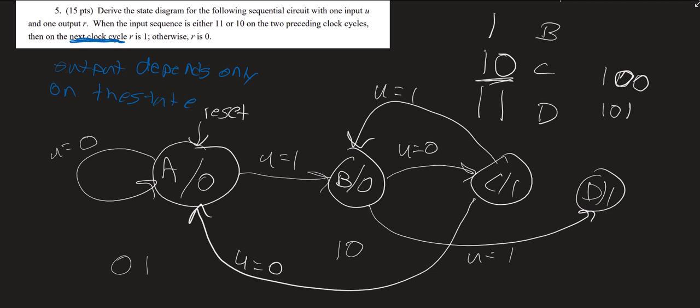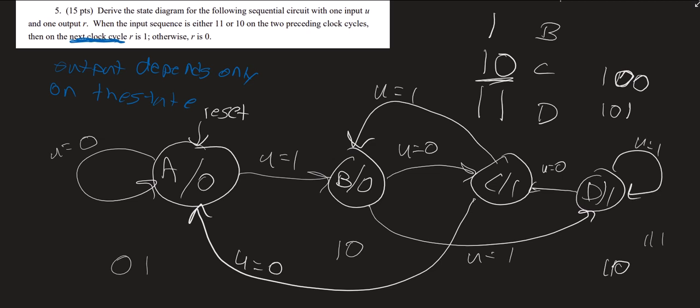Okay, now if I'm at D, I have a 1, 1. If I get a 0, where do I go? C, correct. If I had my 1, 1 and I get a 1, where do I go? Stay at D.